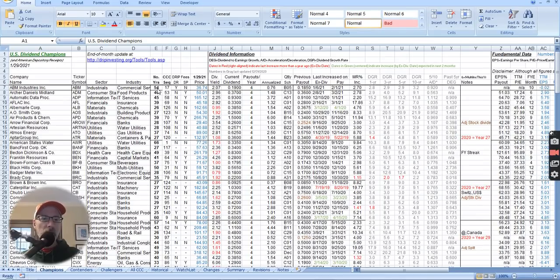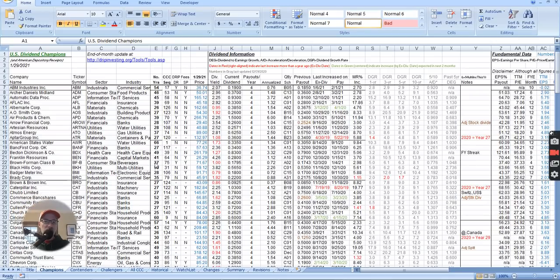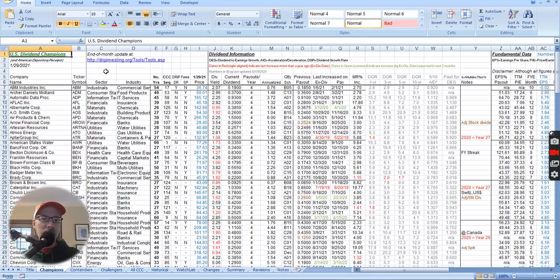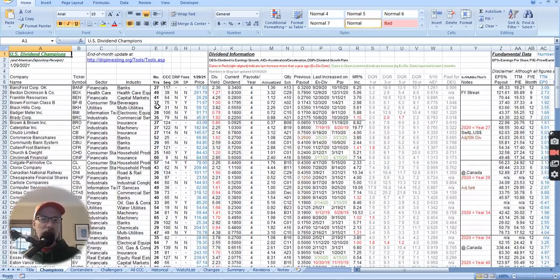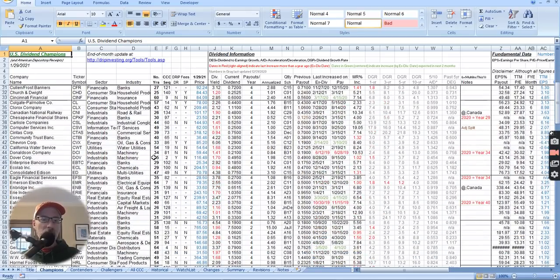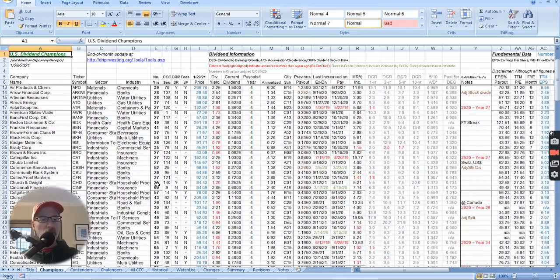And you can filter by looking at companies that have raised dividends for at least 50-some years or more. And there's not many. There's maybe 15 out of this 148 or so that have raised their dividends for more than 50 years. And you know those are solid companies.